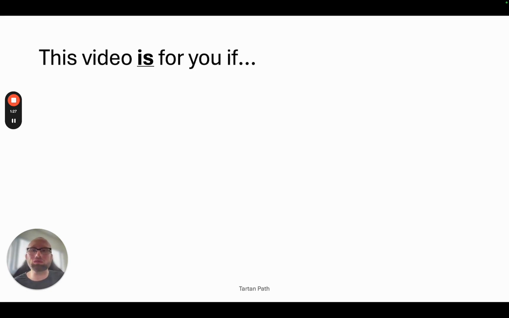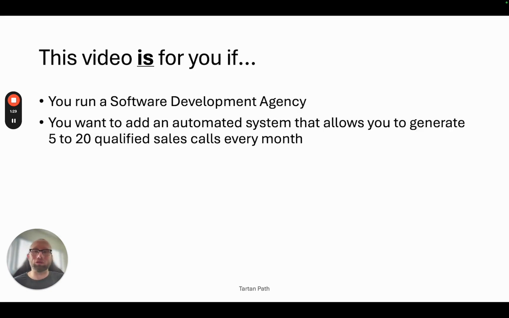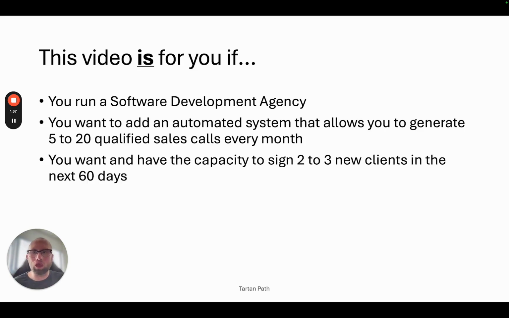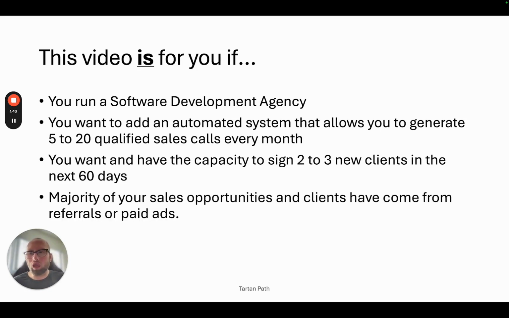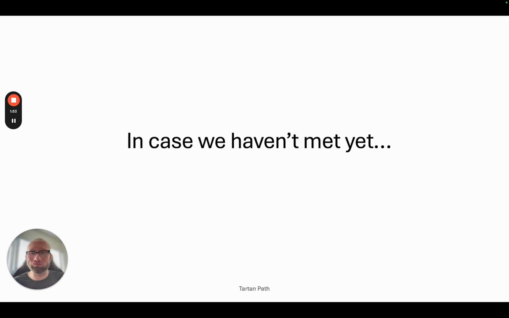But this video is for you if you run a software development agency, if you want to add an automated system that allows you to generate 5 to 20 qualified sales calls every month, and you want and have the capacity to sign 2 to 3 new clients in the next 60 days, and if right now the majority of your sales opportunities and clients have come from either referrals, word of mouth, or paid ads.